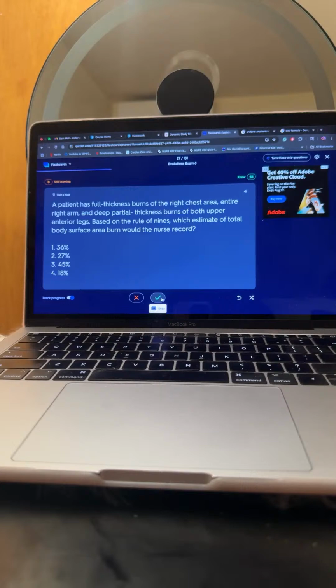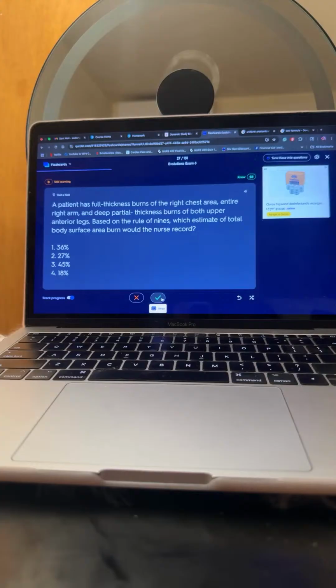Okay, so we have full thickness burns on the right chest area, the entire right arm, deep partial thickness burn of both upper anterior legs. Based on the rule of nines, which estimate of total body surface area would the nurse record?